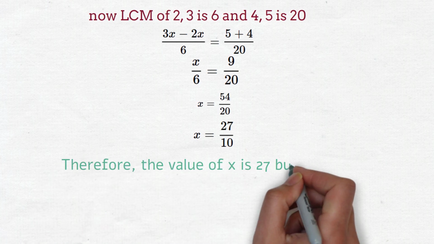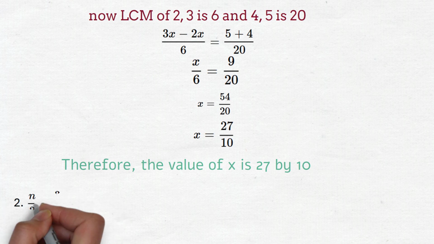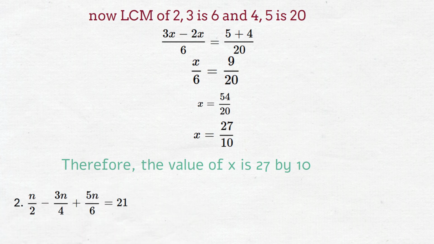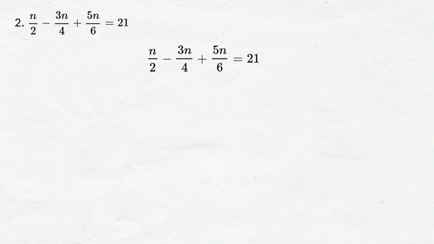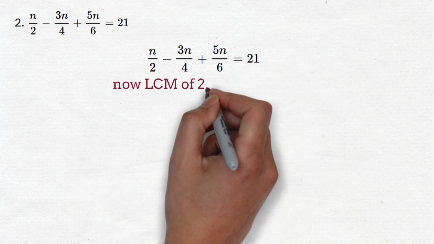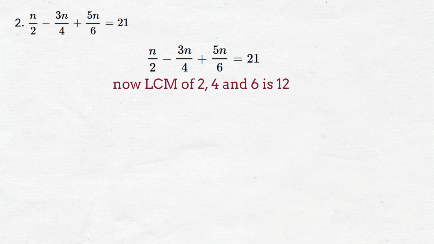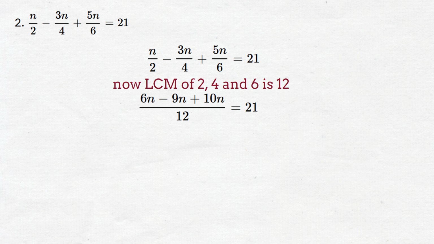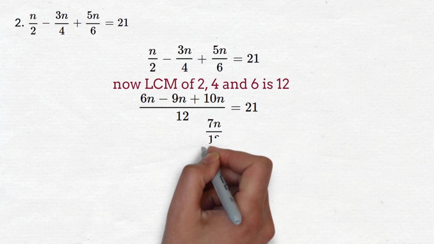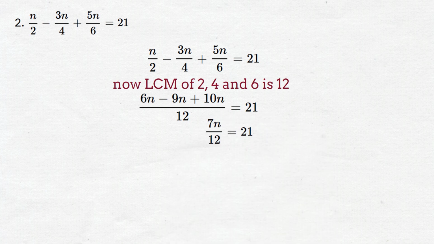Question 2 is n/2 minus 3n/4 plus 5n/6 is equal to 21. Now the LCM of 2, 4, and 6 is 12. Therefore, (6n minus 9n plus 10n)/12 is equal to 21. 7n/12 is equal to 21.